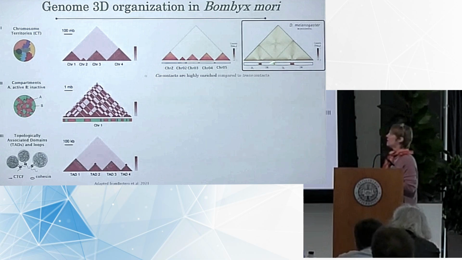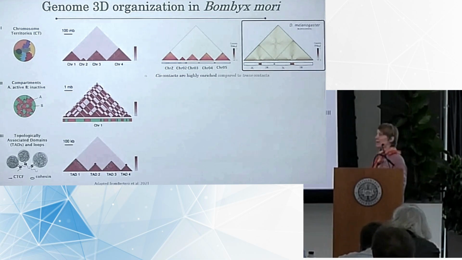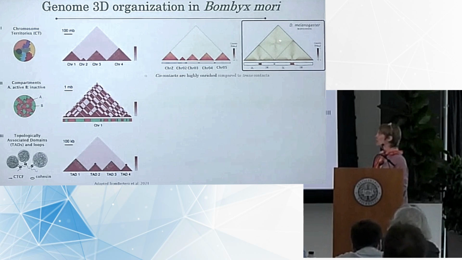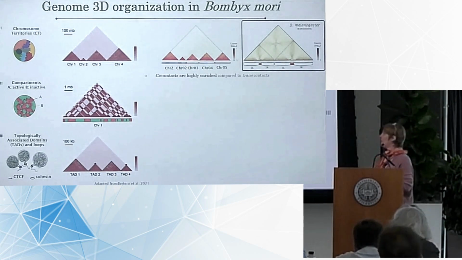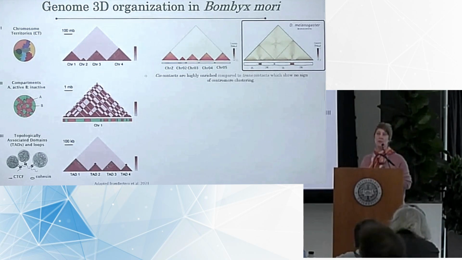Additionally, if you look at the trans contact area here, as has also been described in many species, you can see another specific type of contact, which mainly corresponds to centromere-centromere clustering. And this is absent from the trans contact area in Bombyx, probably consistent with the fact that it is holocentric.